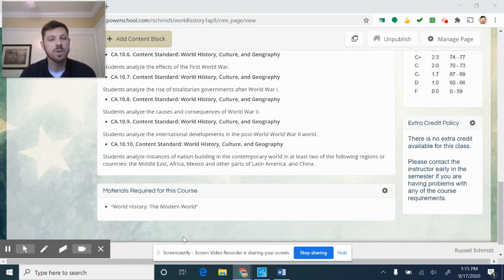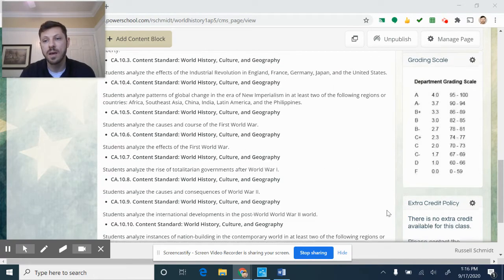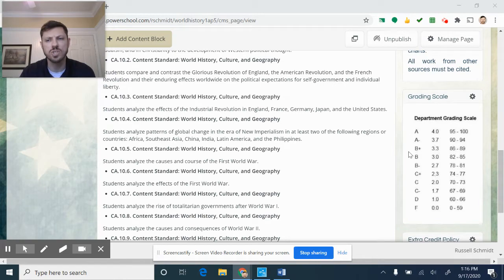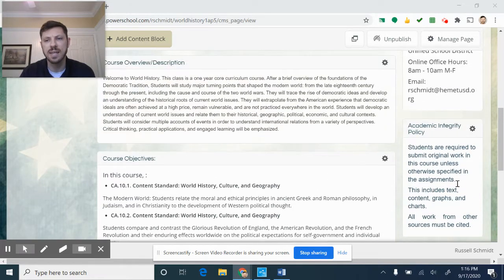For the material for the course, they all need their textbook. I rely very heavily on the textbook. My goal is to not use a lot of different materials, but to get people actually involved in their textbooks, kind of like the good old days, reading through it, understanding it, knowing that there's value to these texts that are put together. Grading scale and just general stuff are listed on the side here.